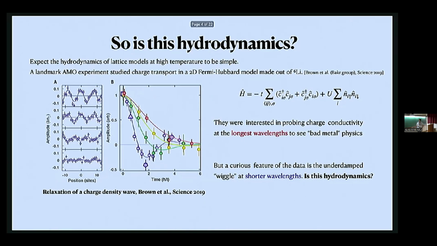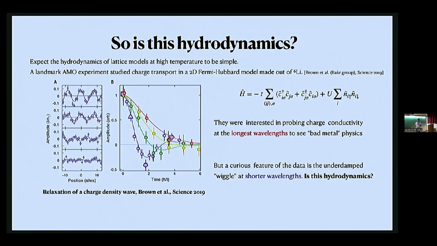So what inspired this was actually this landmark experiment on the 2D chaotic Fermi-Hubbard model, where the Bakker group at Princeton initialized this charge density wave at an intermediate temperature and half filling. So you just expect normal diffusive relaxation of charge. This is a chaotic lattice model. But instead, they saw something a little bit different.